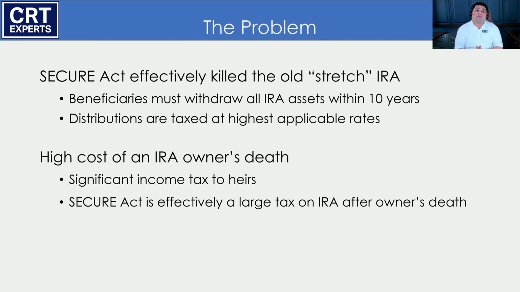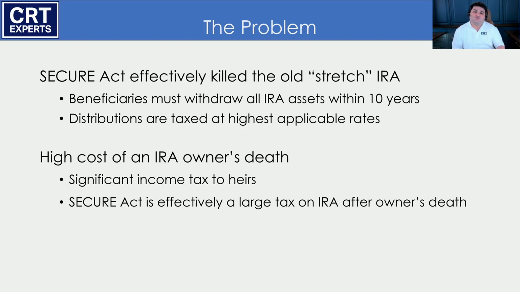Okay, so we're here today to talk about this problem, and that, of course, is that the Secure Act has ended the stretch IRA. So instead of beneficiaries being able to withdraw that income over their remaining lifetimes, they must withdraw it over 10 years. And of course, those distributions are going to be taxed at the highest applicable rates. So, whether you want to call it a tax disaster, it's effectively a large tax on the IRA after the death of the IRA owner.